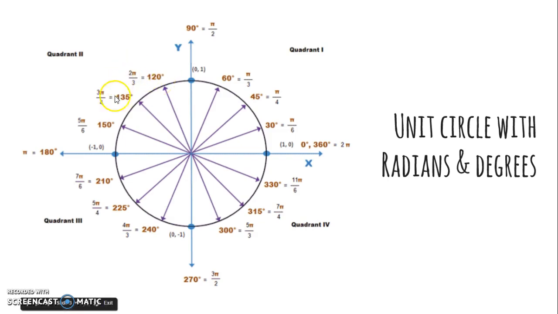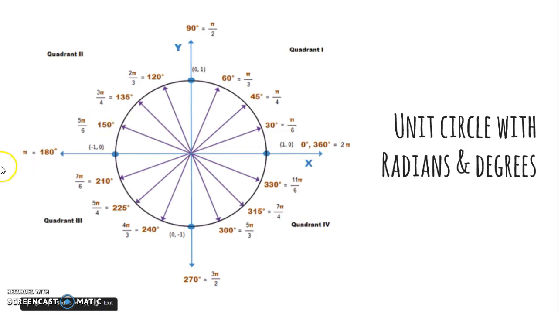Then comes 5 pi over 6. Without the pi, it's 5 over 6. As you can tell, you can't simplify it, so it stays the same with the pi added to the numerator. But for the degrees, you will just add 30 to 120. So 5 pi over 6 equals 150 degrees.